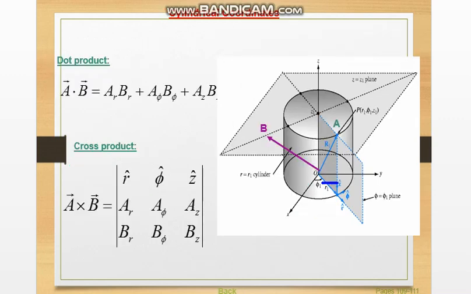Again, in the cylindrical coordinate system, the dot product is ar br, a phi b phi, az bz, and the cross product is in the order r, phi, z. Similar to the Cartesian coordinate system, you can find out the cross products and dot products from it.